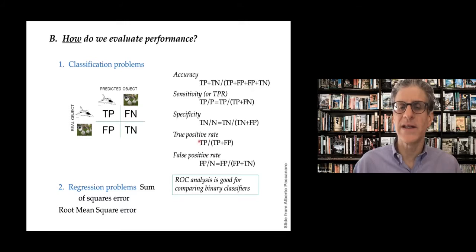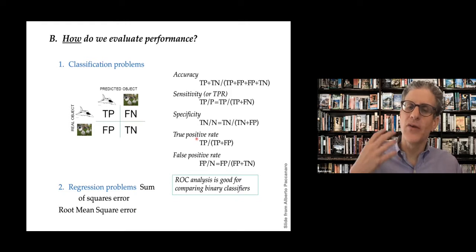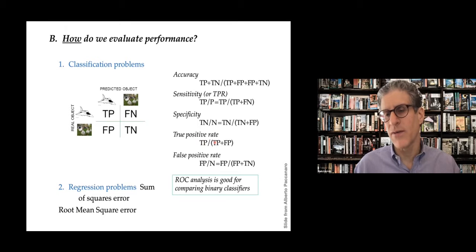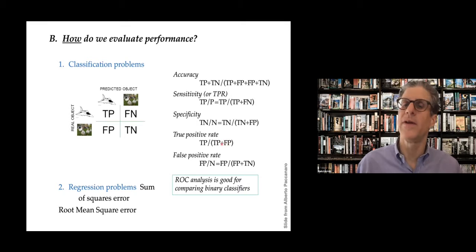Another useful thing is to think not of the real things, say the real planes, but of all the things you're calling out as positive, and ask what fraction of those are in fact positive. That's often called the true positive rate, and that's true positive over, it's a slightly different denominator here, TP plus FP. Those are all the things that you're calling out as positive, whether they're true or false, okay? So just notice the difference between the true positive rate and sensitivity.